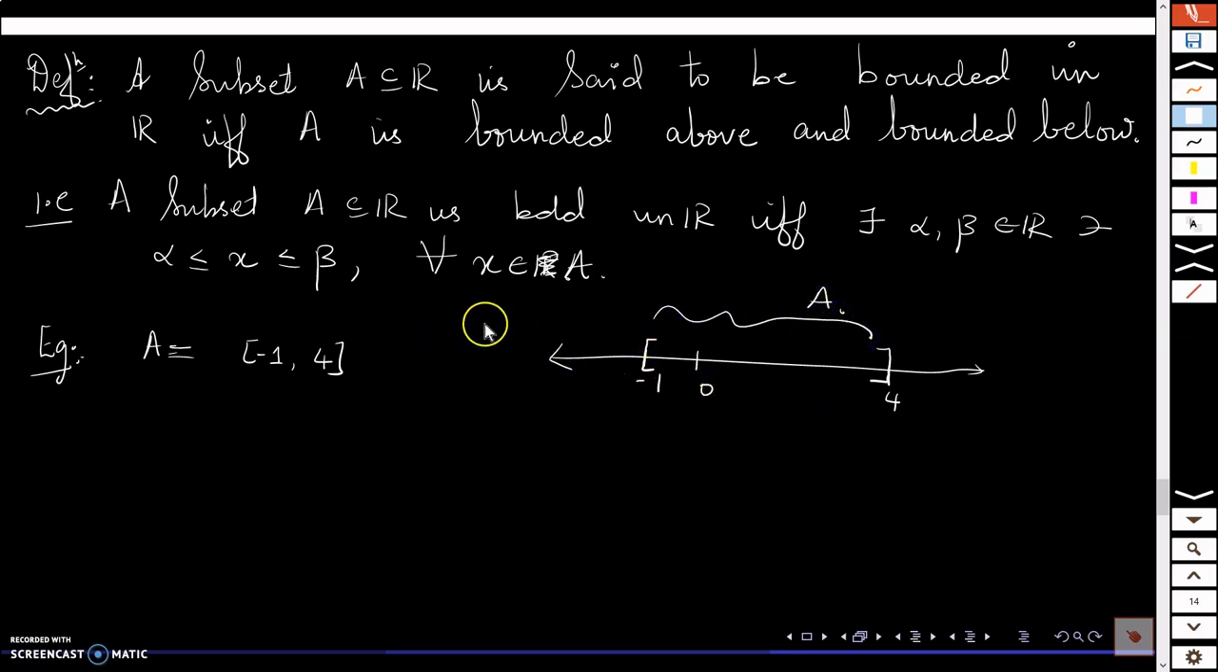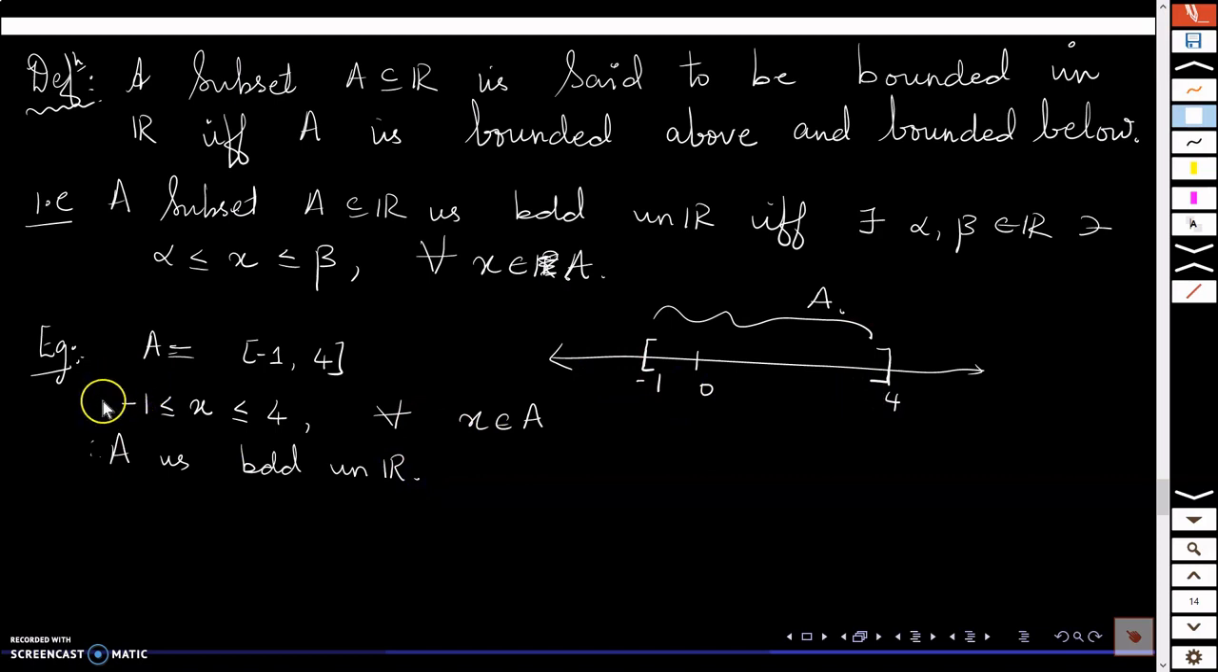Alright. Now this set A is bounded in R. Why is that? Because I can see that minus 1 is a lower bound. Minus 1 is less than or equal to x for every x in A, and every element is less than or equal to 4. And this is happening for every point x in the set A. That means the set A has a lower bound and an upper bound, and hence it is a bounded set, right? So A is a bounded set in R.